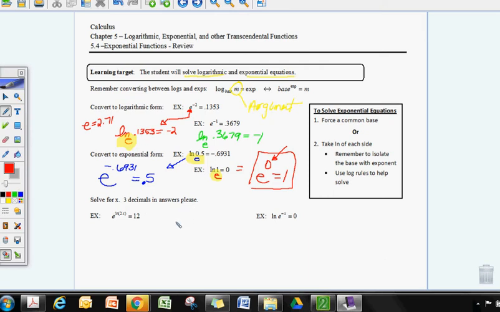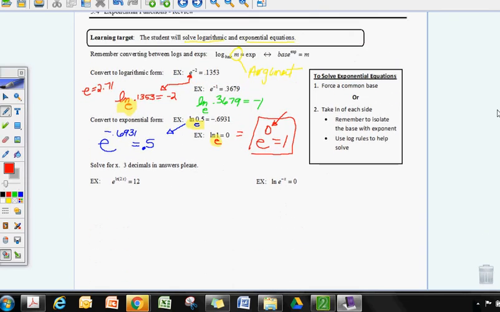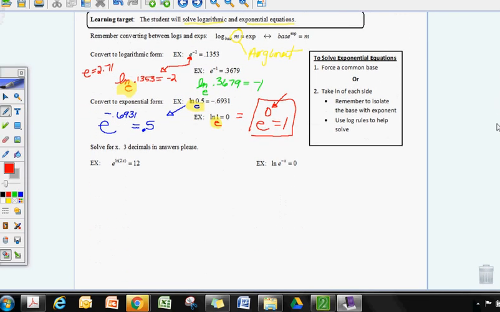You will have to use your calculator, and when we get to that calculator spot, you need to try it on your calculator and work through it and make sure that you know how to run it. If you need help, you've got to ask, because that's what I'm there for on Friday, Monday, and Tuesday. Okay, so solve for x, 3 decimal places.